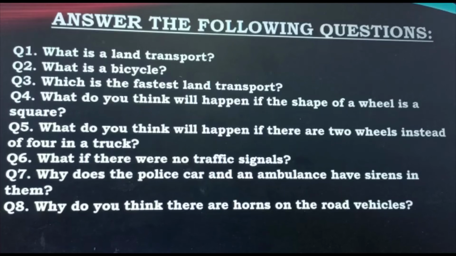And the final question on this slide. Why do you think there are horns on the road vehicles? Why do we need horns in our cars, vehicles, trucks, buses, anything, and even in bicycles? For what reason? So you need to answer all these questions. Think and answer. These are very important for you.